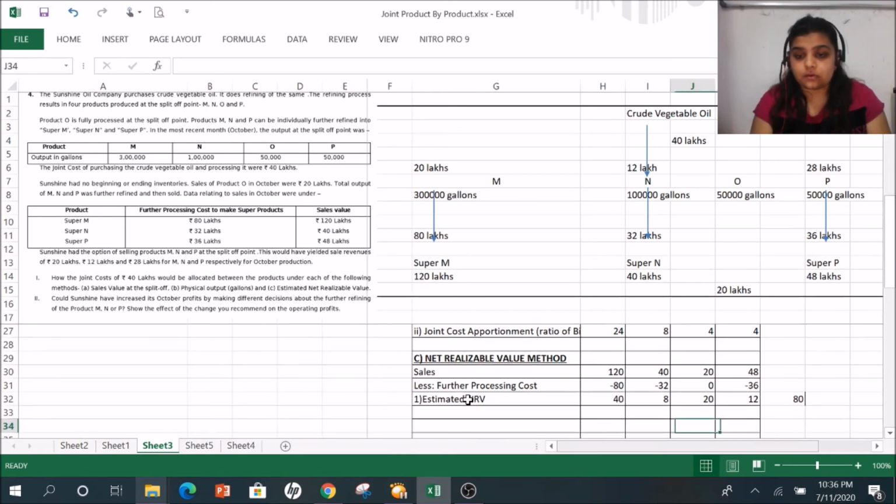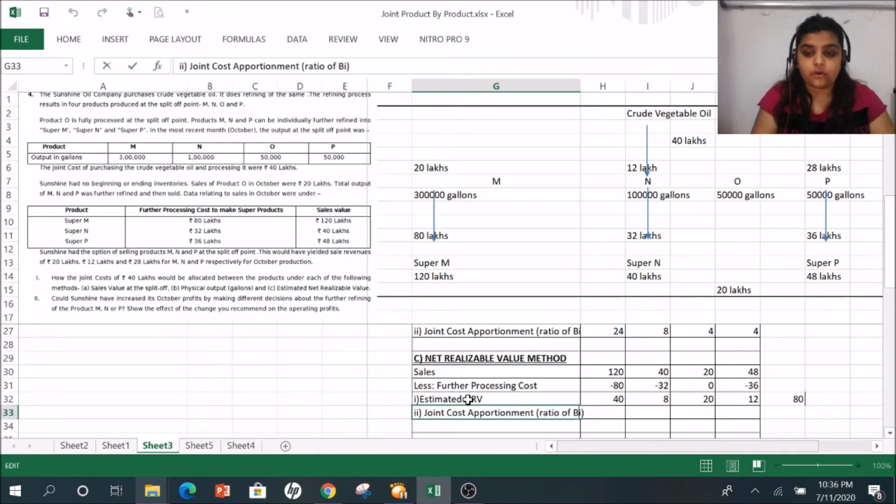Now we will distribute our cost on the basis of this. Let me take this from here. On the basis of C1, that is equal to our joint cost of 40 lakhs, into 40 lakhs divided by the total of 80 lakhs, that is equal to 20.